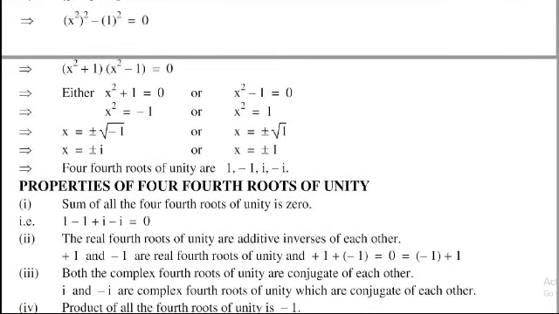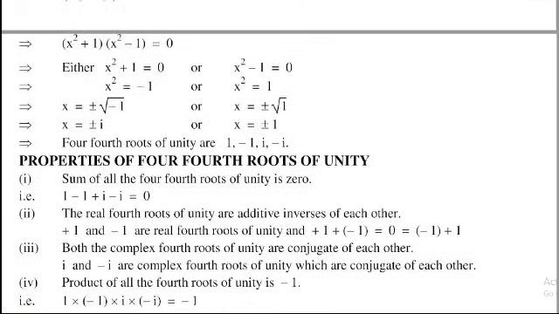Second property, the real fourth roots of unity are additive inverses of each other. The real fourth roots of unity are plus 1 and minus 1, and plus 1 plus minus 1 is equal to 0, so they are additive inverses of each other. Third property, both the complex fourth roots of unity are conjugates of each other, that is iota and minus iota are complex fourth roots of unity which are conjugates of each other.